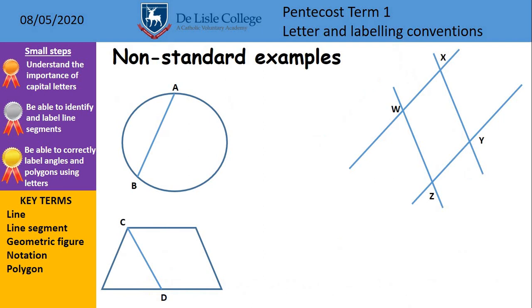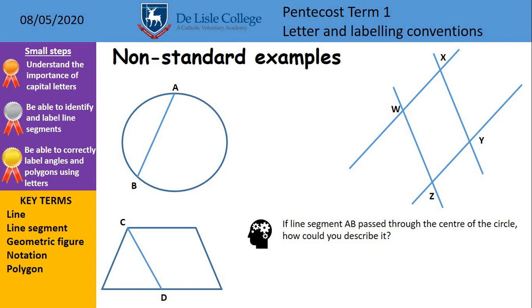Couple of non-standard examples on this one, some slightly different shapes, and a bit of a check to see if you can remember any of the terms involved with a circle. So, if line segment AB passed through the centre of the circle, how would you describe it? Okay.